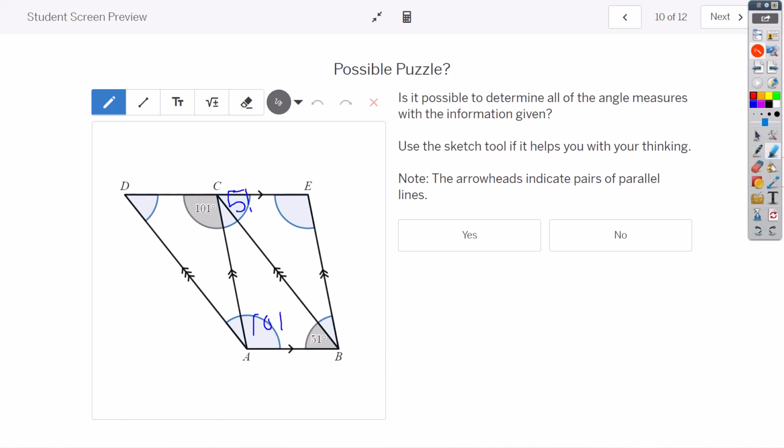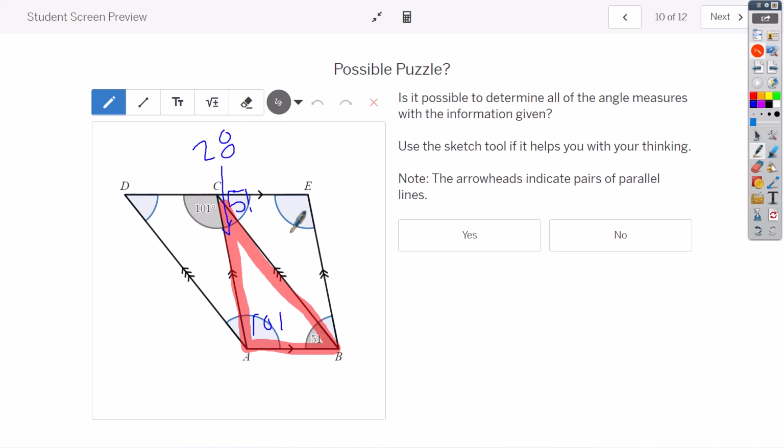And if we look at this triangle here, I think we can find this missing little tiny angle up here. These bottom two angles are 101 and 51. So 180 minus 152 would be 28. Okay. So this little angle right here is 28. I know that because I know the three of these together have to add up to 180 degrees in that triangle.